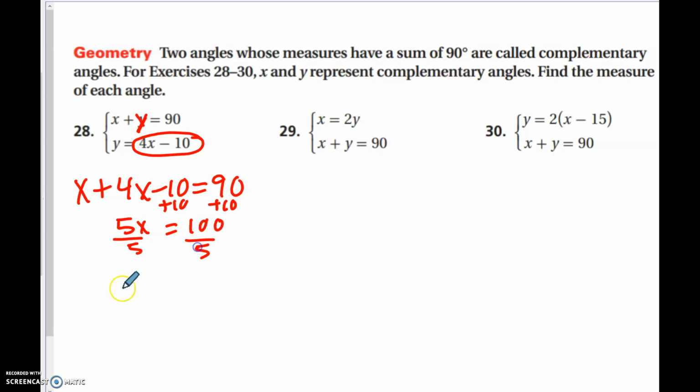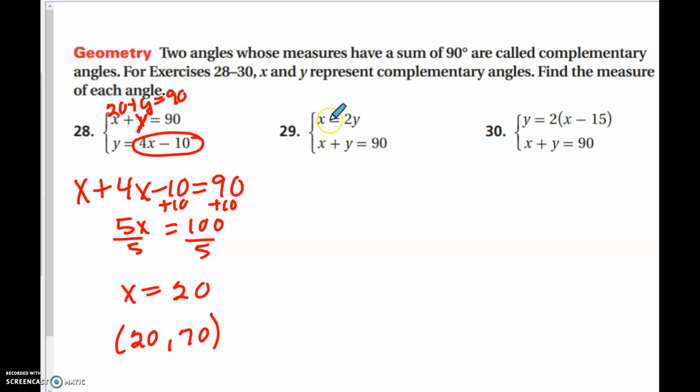Divide both sides by 5. So x is 20. So now I go back up into here and I go 20 plus y equals 90. So the other one's going to be 70. So it's 20 comma 70.